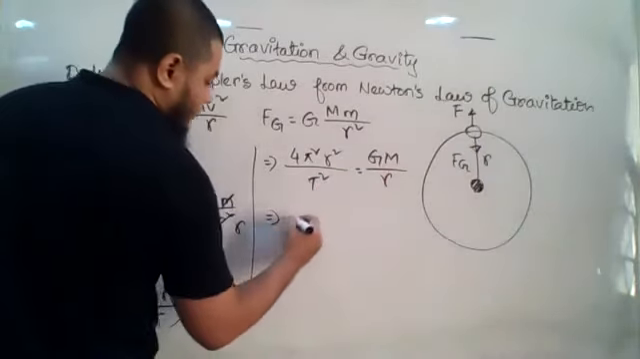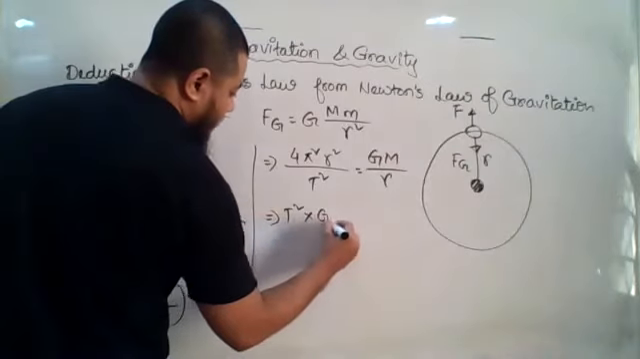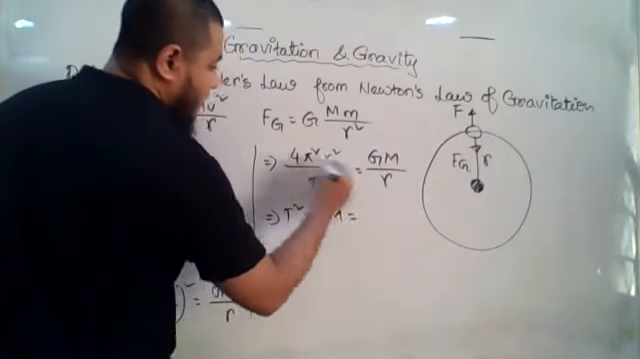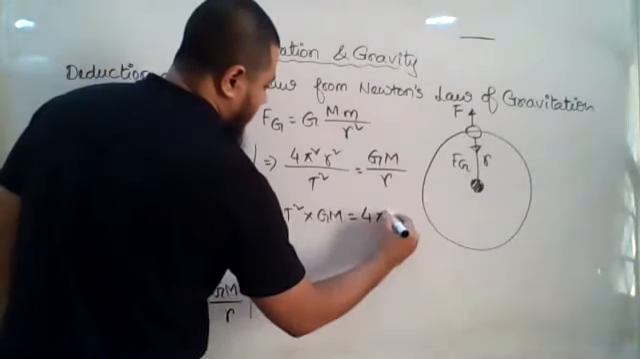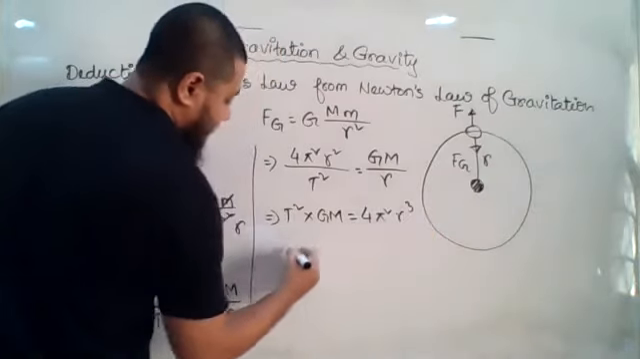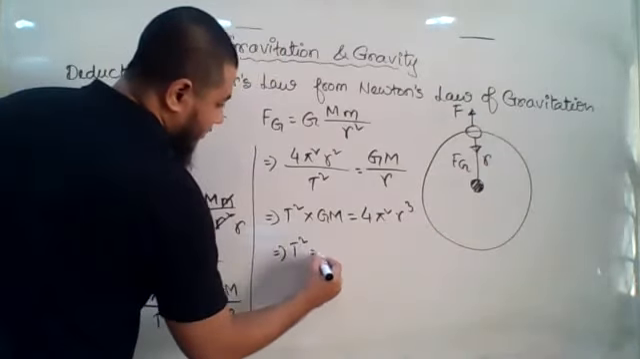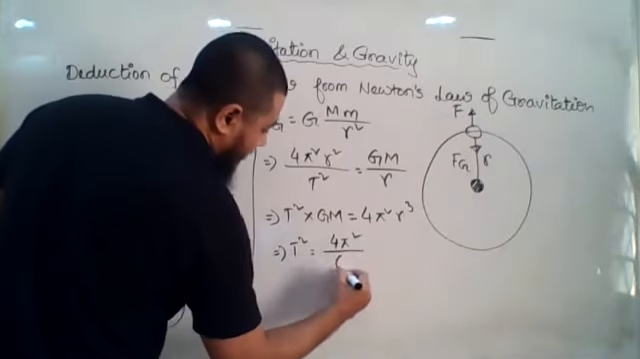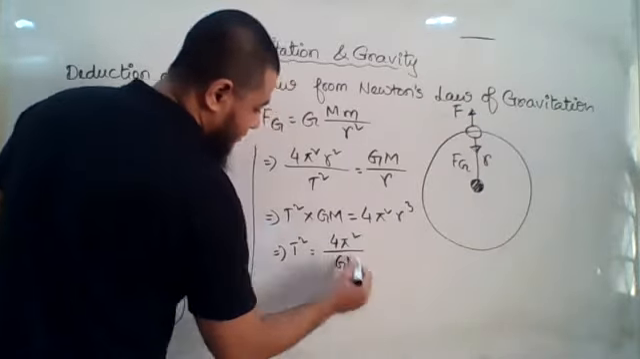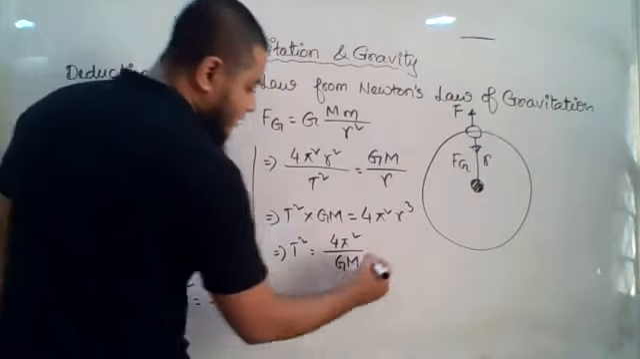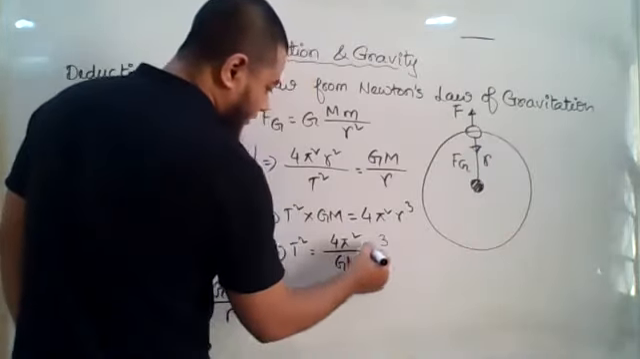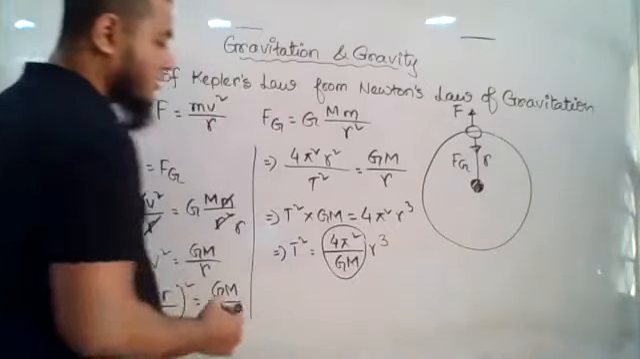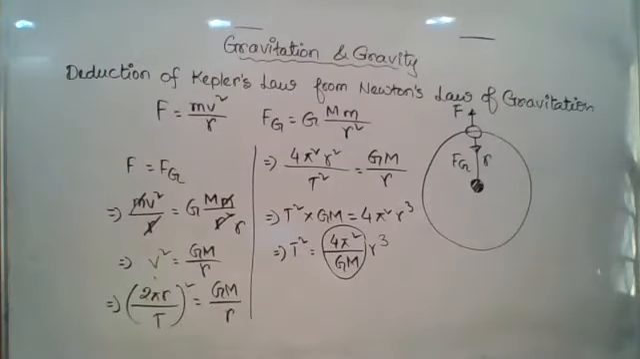Okay, so now let us cross multiply. t square into gm will be equal to 4 pi square r cube. So t square will be equal to 4 pi square divided by gm, and if I change the side, it will be divided into r cube. Now, if you notice, this part is what? Can anybody tell me?